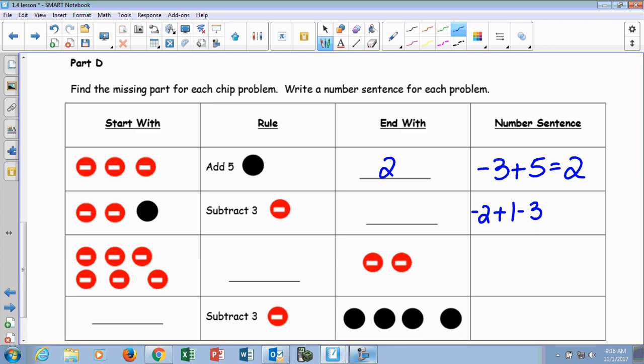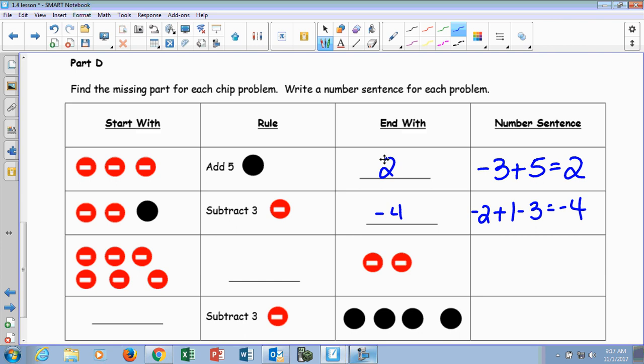So how many red do you have now? 5 with 1 black. So what's your value? If you have 5 red chips and 1 black, what do you end with? Negative 4. Very good.